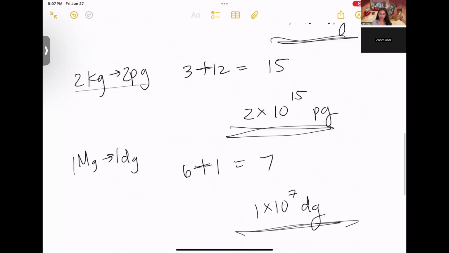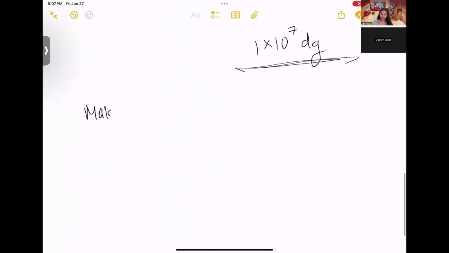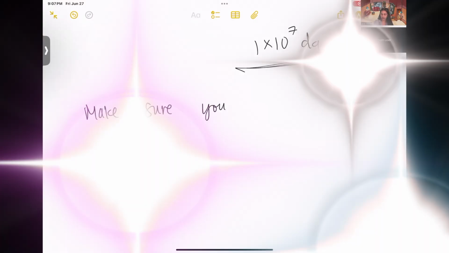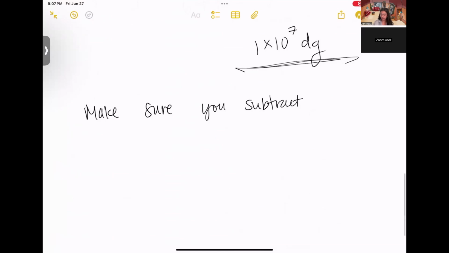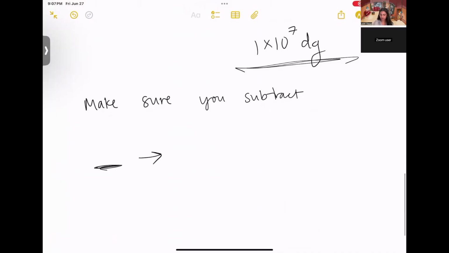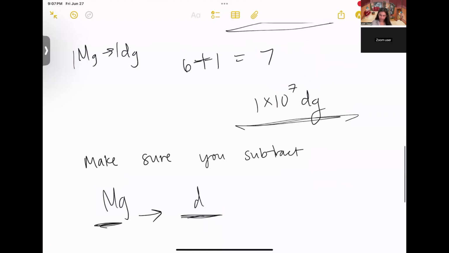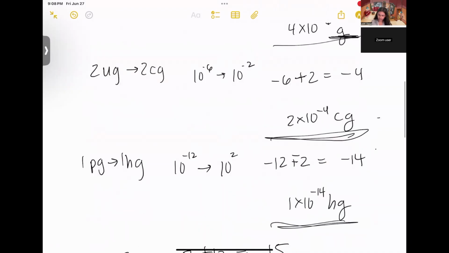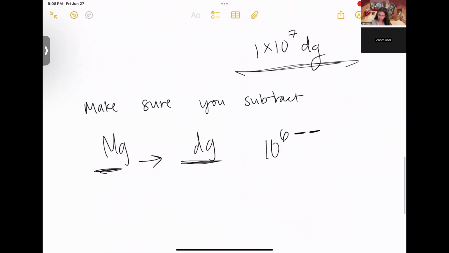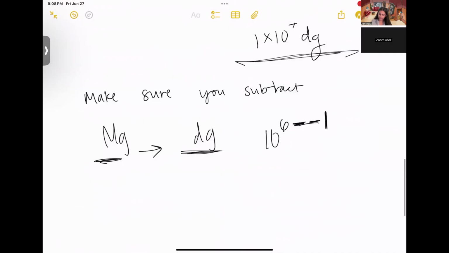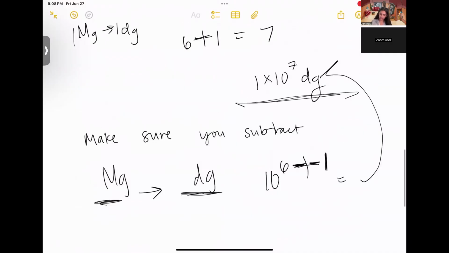And I'm just going to emphasize one more time. Make sure you subtract from whatever unit you're going from to the unit you want, your end goal. So if you're going from mg to dg, you want to subtract the mg, 10 to the -3... 6 minus the dg, which is negative 1. So minus negative 1. That's how you get 10 to the 7.